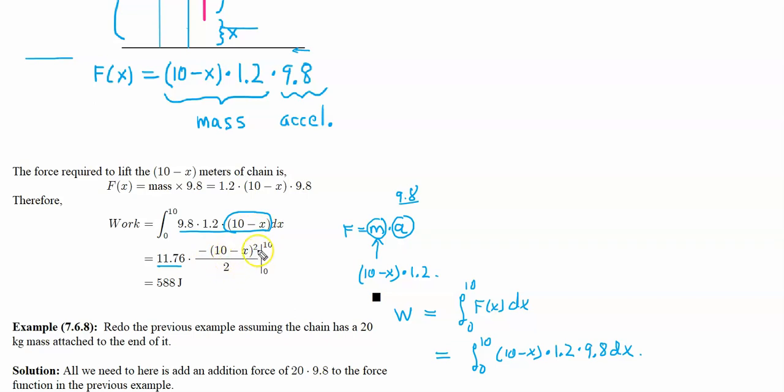See, if I differentiate this, I get 10 minus x. Put 10 in for x, 0 in for x, and subtract those two values, you will get 588 joules. And there you go. That's how you do that problem.